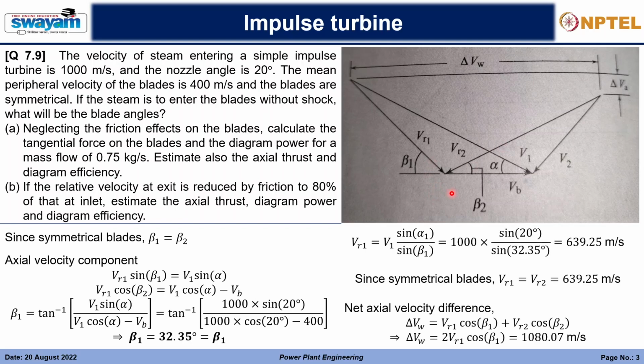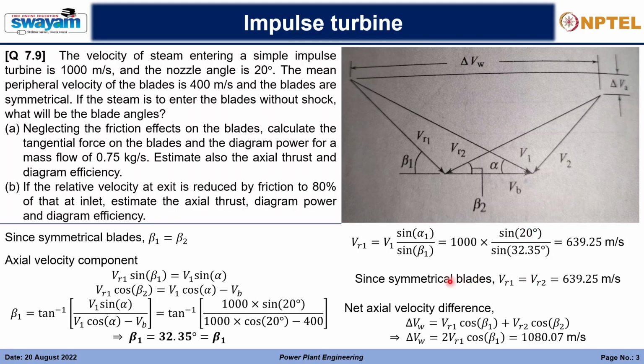Then we need to calculate the vr1. From this particular formula we will directly get it: we knew beta 1, we knew alpha, we knew v1, so accordingly we will get the value of vr1. You might be a little bit curious why the value of vr1 is less than the actual velocity of the nozzle. Because we are considering the velocity of the blade also, right? So the relative velocity will be a little bit less.